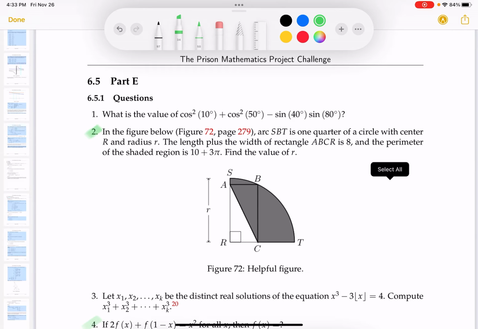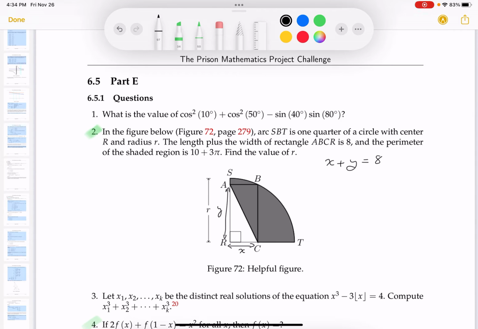It says the length plus the width of the rectangle is 8. And the perimeter of the shaded area is 10 plus 3 pi. Well, you know what? I'm going to label these sides here for you. I'm going to say this is x here, and this is y over here. And what did they say? They said the length plus the width of the rectangle. That means x plus y is equal to 8.